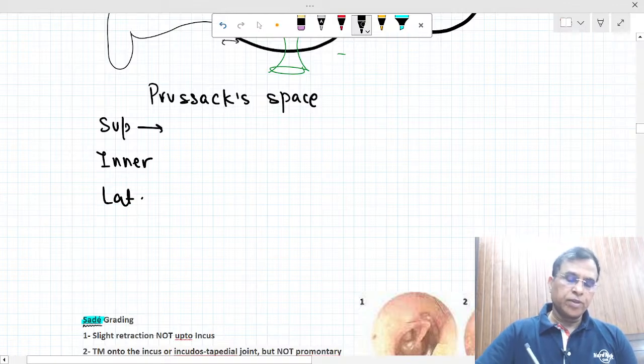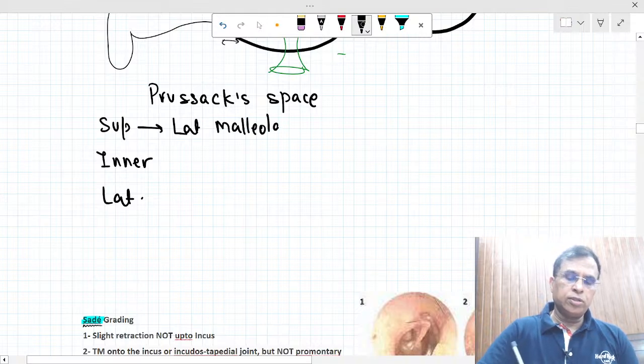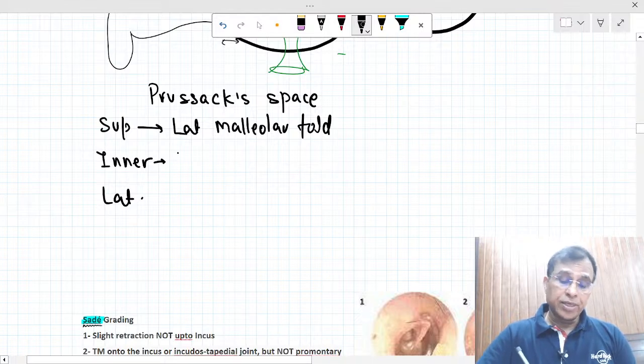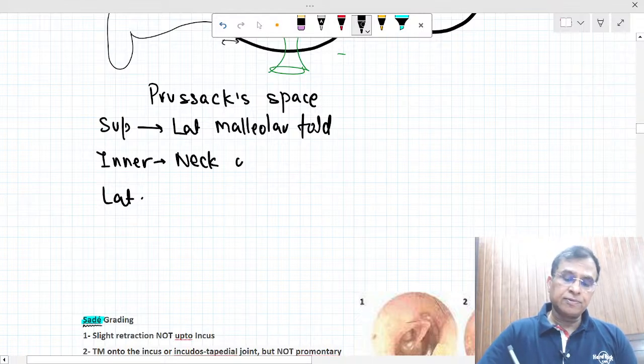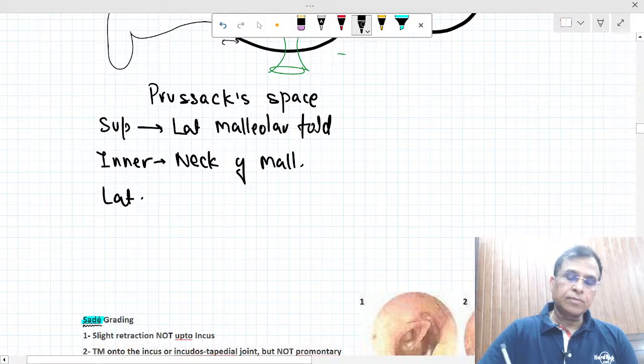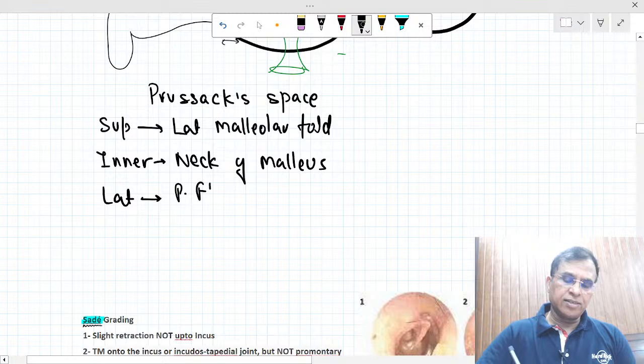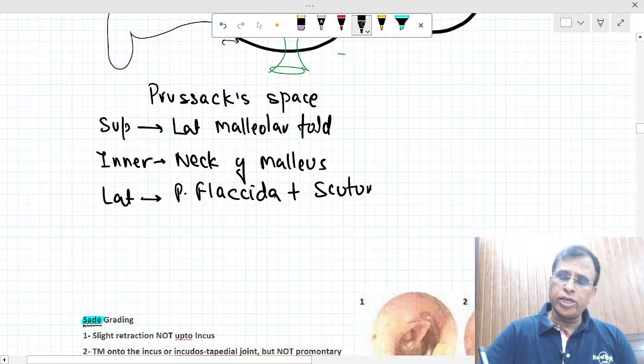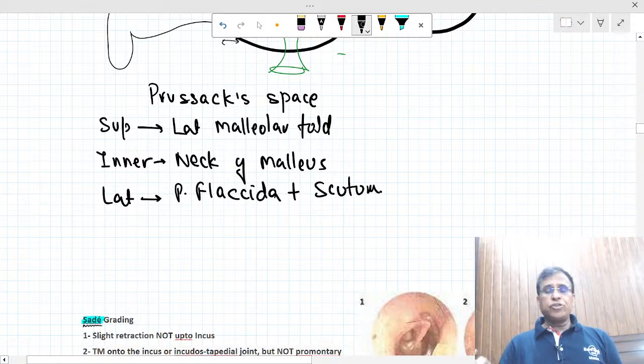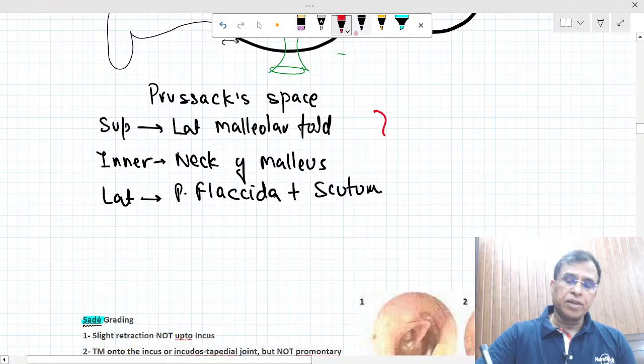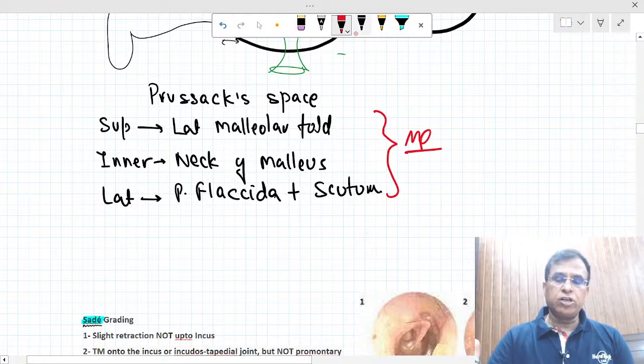The superior boundary of Prussak's space is the lateral malleolar fold, isn't it? Very easy. Inner boundary, what is the inner boundary? Neck of malleus. And the outer boundary, obviously pars flaccida, but remember, the outer boundary has one more thing called scutum. Just remember this name, I'll show you the image later on. So these are the three boundaries of Prussak's space. Very important MCQ, very commonly asked.